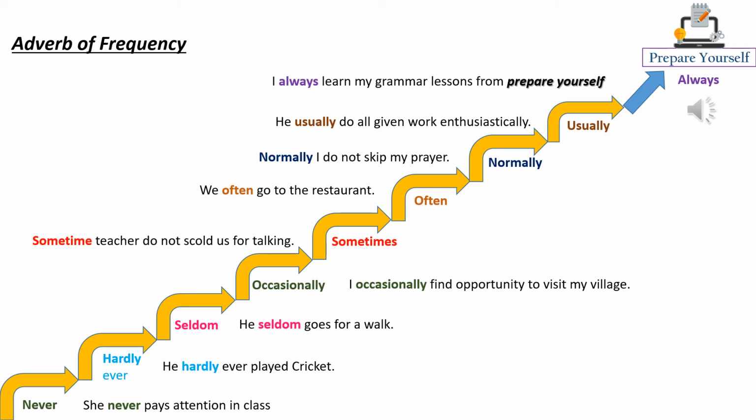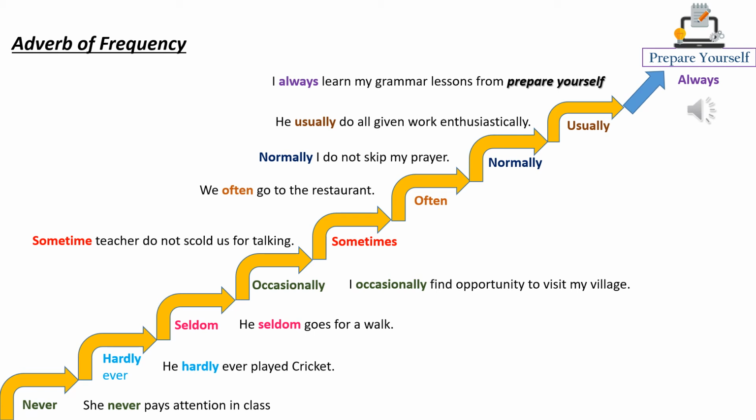Adverb of frequency. Adverb of frequency denotes how often we do something or how many times we do something. We shall have a look at the examples from the bottom. That is, let's begin from the bottom, that is never, and let's take the examples up to always. So let's begin. She never pays attention in class. Hardly. He hardly ever plays cricket.